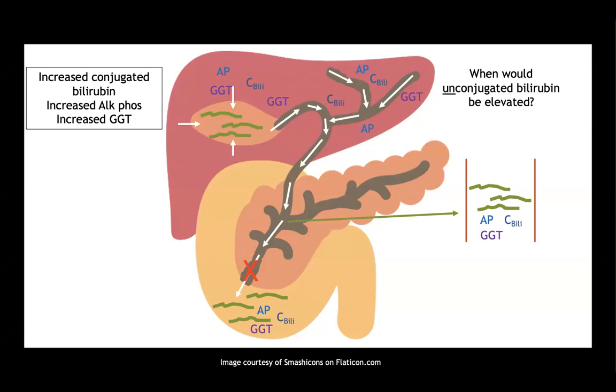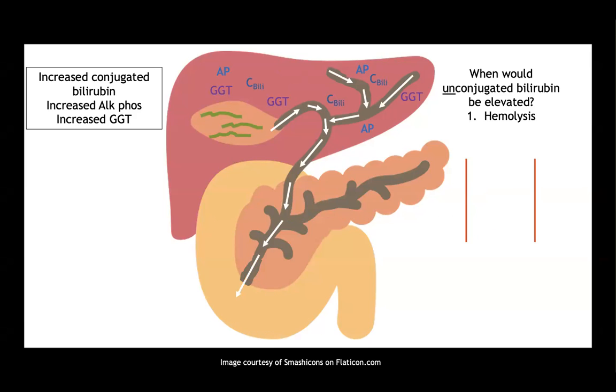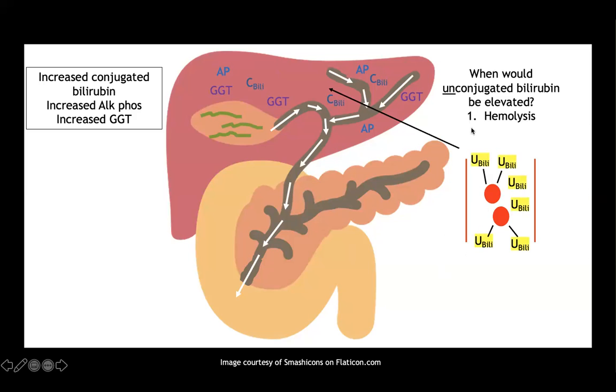I just always want to remind you when unconjugated bilirubin would be elevated. And the two things you have to remember are hemolysis. So remember that unconjugated bilirubin is formed from the breakdown of RBCs. And if we're losing a ton of RBCs, you'll have a ton of unconjugated bilirubin presence and detected in your blood studies.